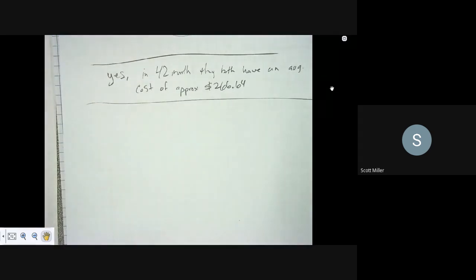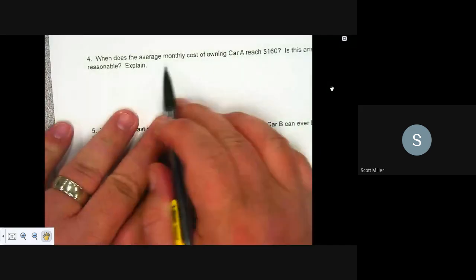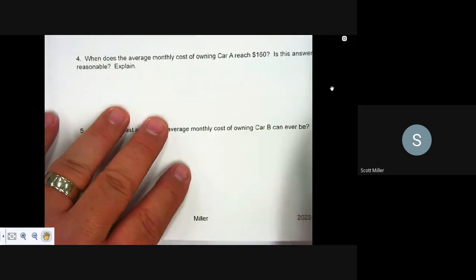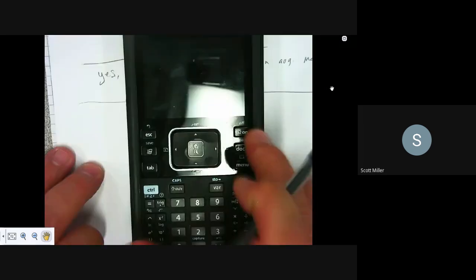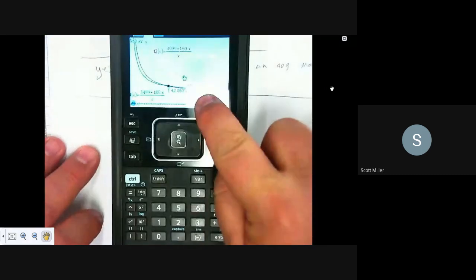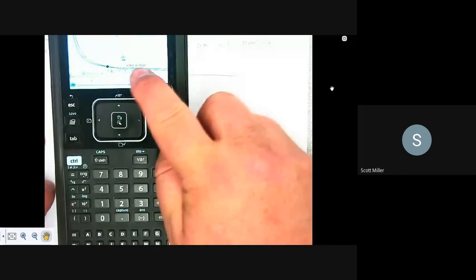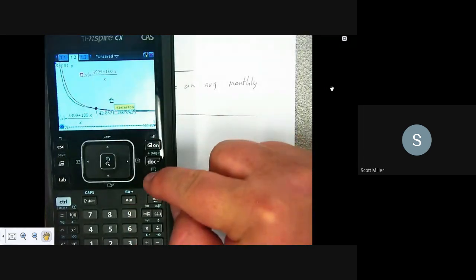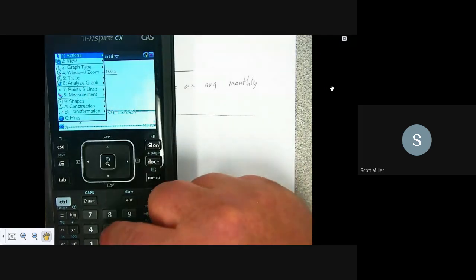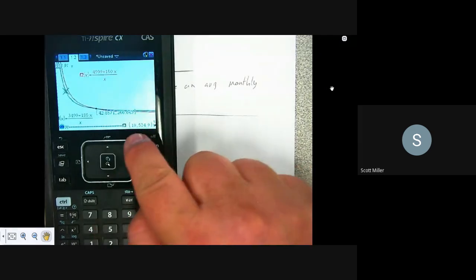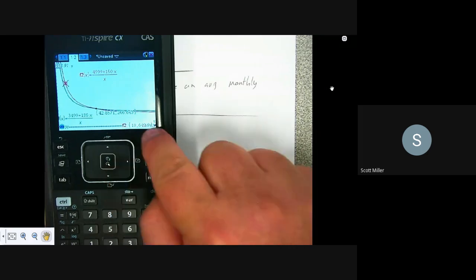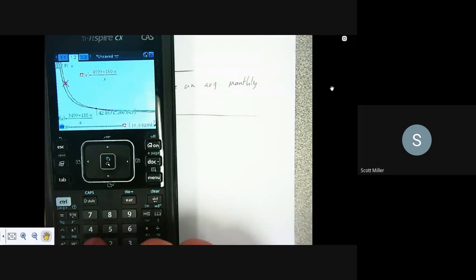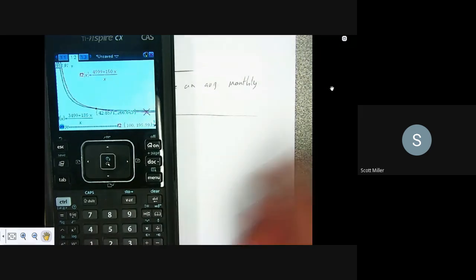The next question is, when does the average monthly cost of owning car A reach $160? Is this a reasonable answer? Okay, so if I look at this trace feature that I had before, at 42, it's 266. So I need to go out farther to see if I can get that number to be less than 266. So I'm going to go to the menu, go to the trace feature, and start plugging in numbers until I get this number out a little bit farther. So at 42, it was 266. Let's just do 100. At 100, it's at 199.